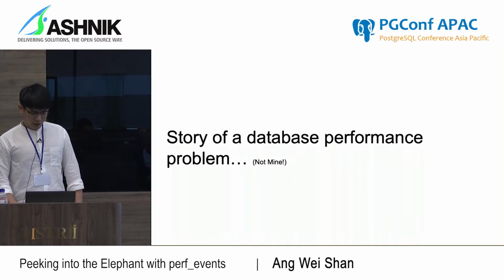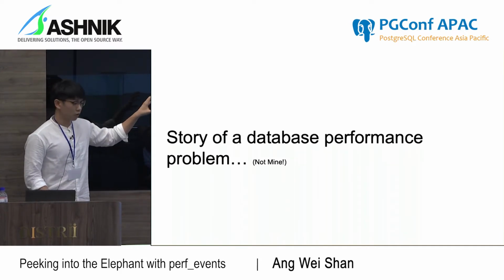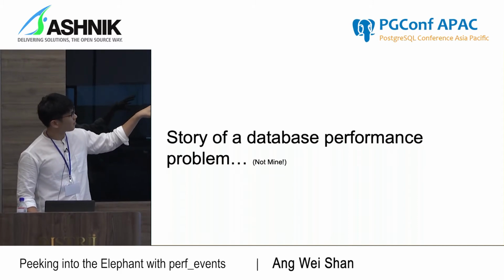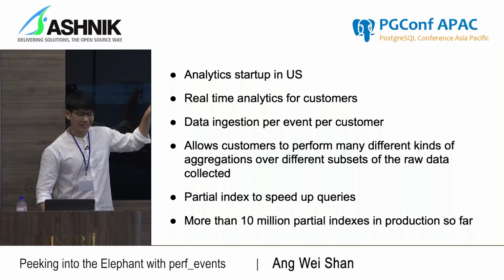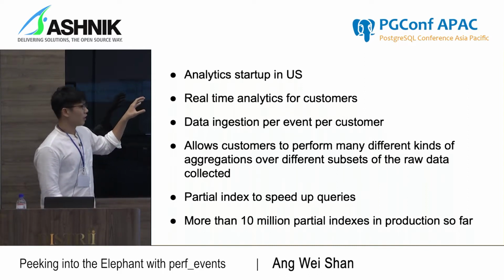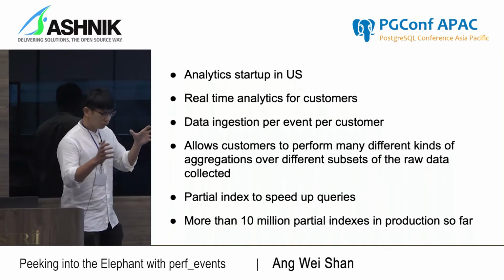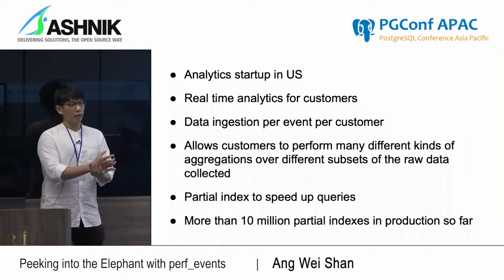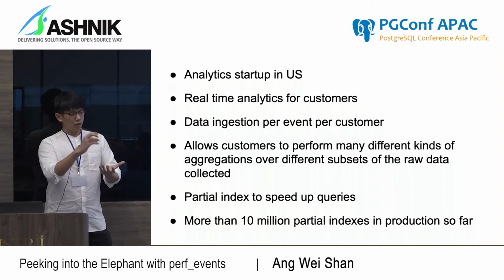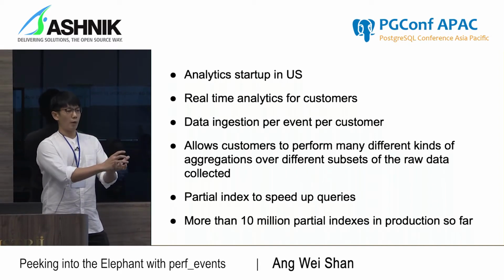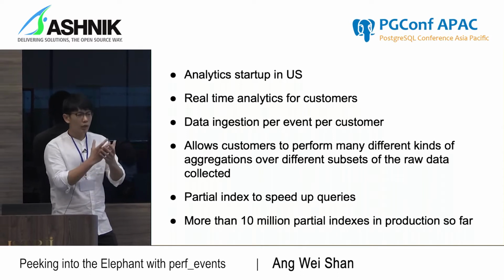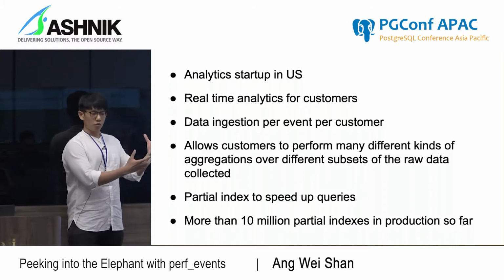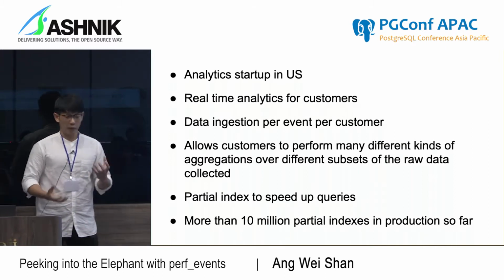I'm going to tell a story of a database performance problem, not mine. If you know which company this is, please keep it to yourself for now. This is an analytics startup in the US. Their business model is very simple. If you are a customer, you install their binaries on your web servers, and every time your customers go to your website, all this information, the events and the interactions with the website, gets streamed to this startup. Real-time analytics, so you can see what your visitors on the website do, and then you can get feedback from it.